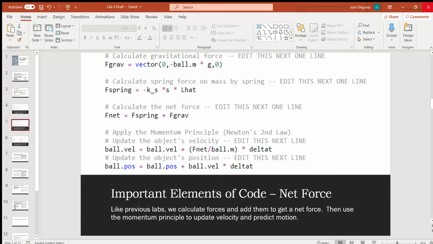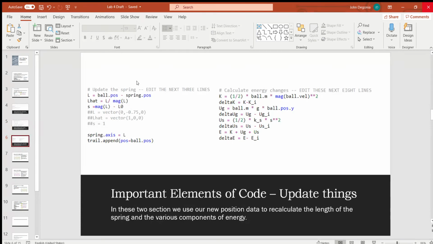Then, like previous labs, we're going to be calculating forces and adding them together to get a net force, then using the momentum principle to update velocity and predict motion. So we've got force due to gravity, force due to spring, add them together to get F net, and use that to update velocity, and use velocity to update position. Over here on the left, we're just updating their positions like we did in the start with our new motion.